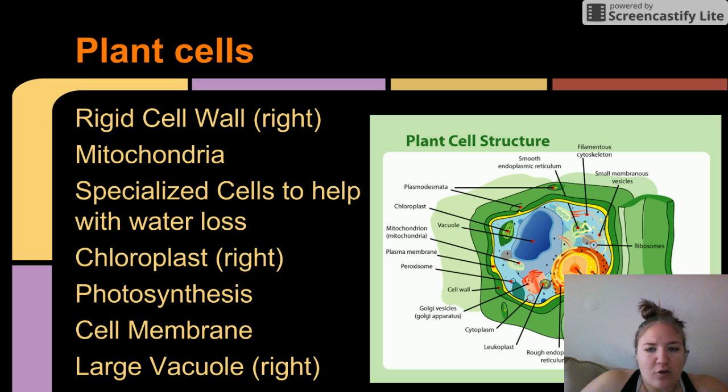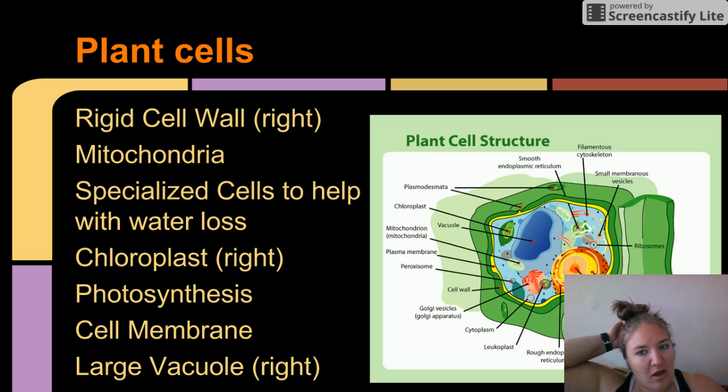Plant cells also still contain mitochondria, which is where cellular respiration occurs. And then they also have these specialized cells, stomata and guard cells, to help with water loss. This is so that they can open and close those cells so that water isn't always being evaporated out.